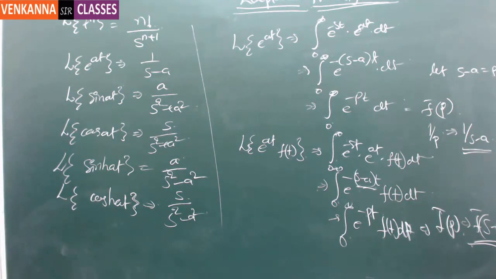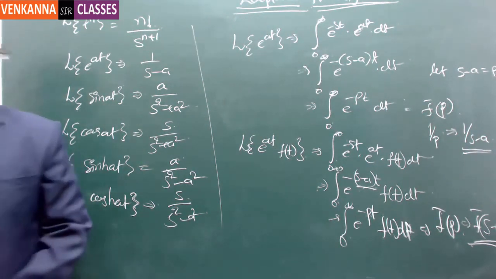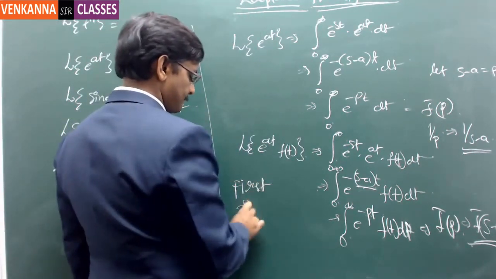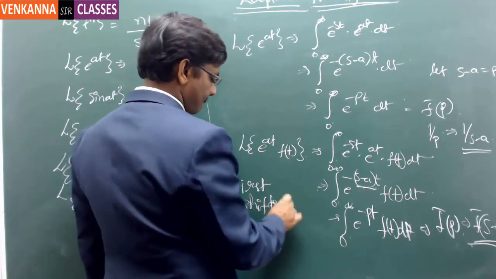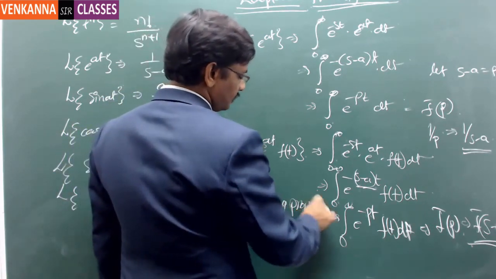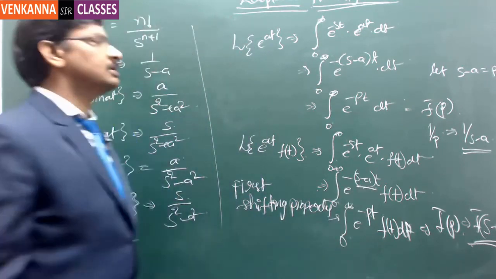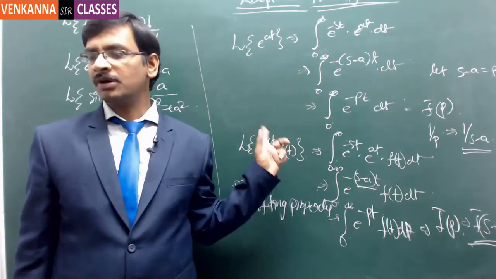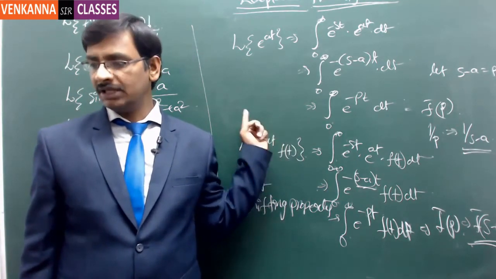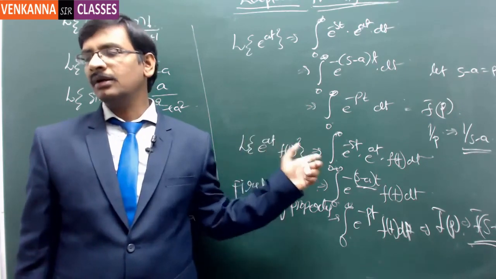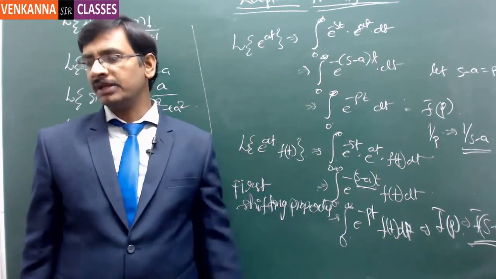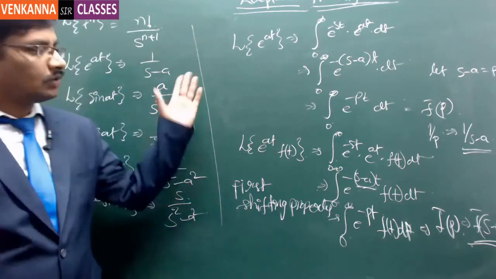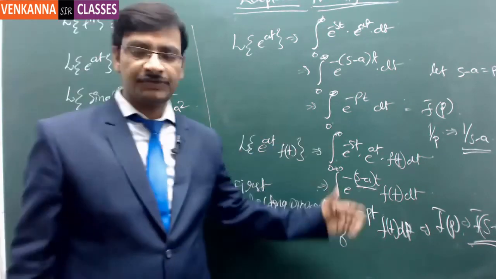So you understood, right? This is what we call the first shifting property. What it says is, suppose you know the Laplace transform of any function f of t, then the Laplace transform of the function f of t multiplied with e power a t is nothing but replacement of s in the Laplace transform with s minus a. That's it. That's what we call the first shifting property. Got it? So note down this. This is the proof for the first shifting property.